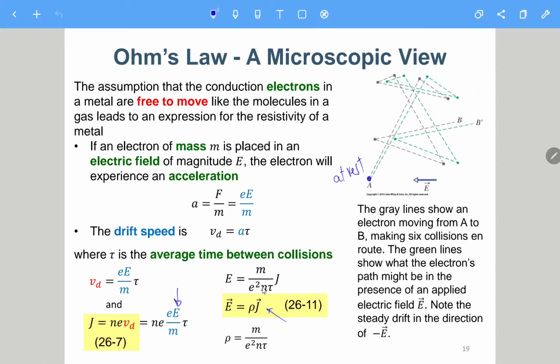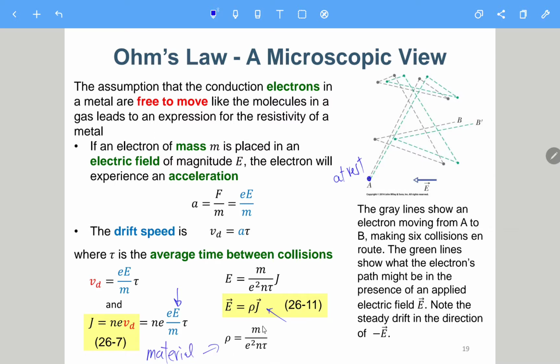E equals rho J. Comparing this equation and this one, we have E and then J here. So rho should be equal to the whole term here. We have rho equals m over e squared n tau. Here we can see that rho is the resistivity, and as mentioned, rho is only related to the material itself. It is not related to the geometric shape.